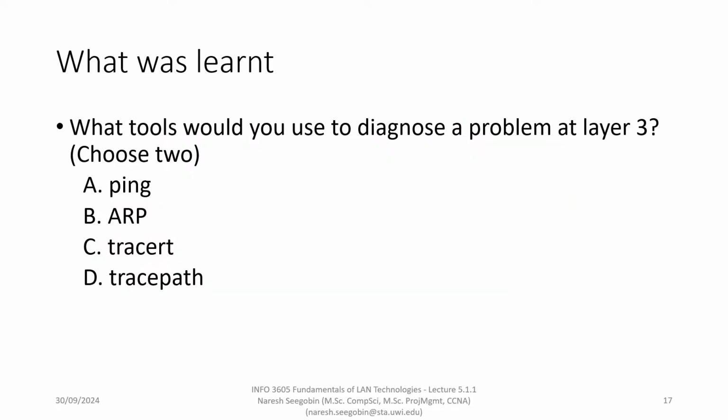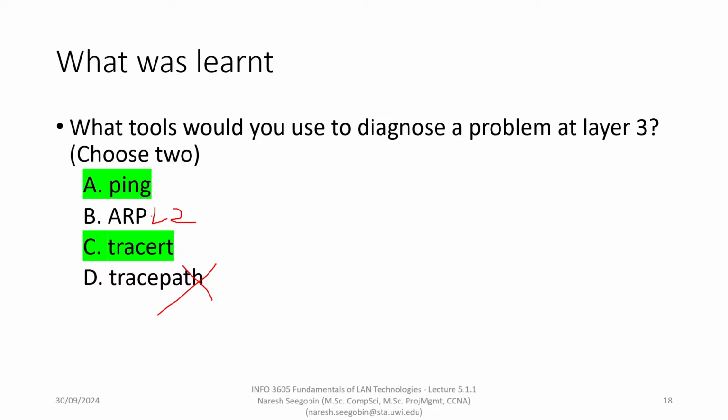Just wrapping up this piece. We have 10 minutes. What tools would you use to diagnose a problem at layer 3? This is choose 2. Using traceroute, yes. ARP is more layer 2. Tracepath doesn't exist, it's not a correct command.